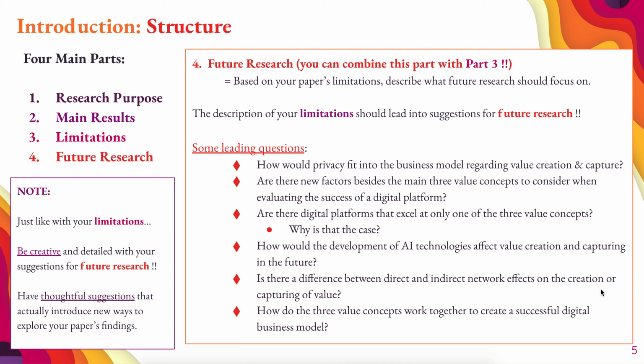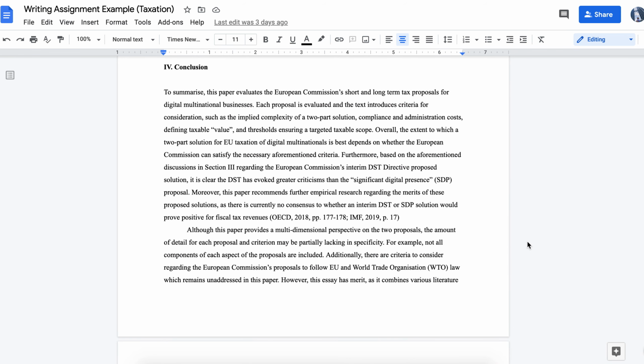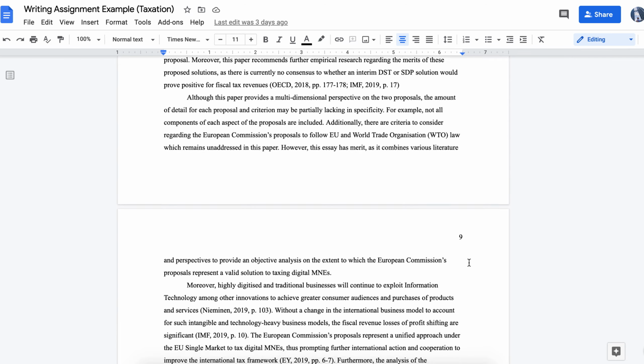So these are the four main parts of your conclusion. Again, it's not very long because all of the explanation should have already been done in the previous three parts of your essay, especially the analysis and theoretical framework. So before I conclude this video, I'm going to go ahead, as always, and show you an example of my writing. So here was my conclusion.